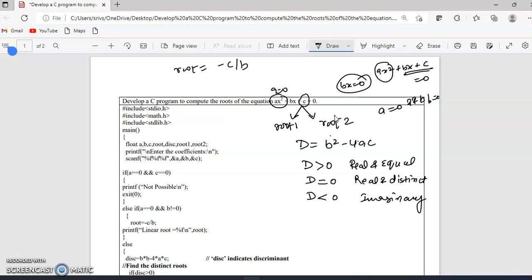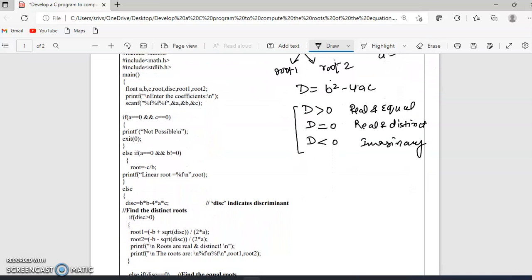First we need to check when a and c both are 0. We have to tell it is not possible to calculate the roots of the quadratic equation. Second case can be what? If only a is 0 but b is not equal to 0, the equation will be a linear equation, so the root will be minus c by b. Otherwise, the equation will be a quadratic one, and then there are three cases that we need to consider. So here we will be using nested if else and if else ladder, both concepts, to write the program.